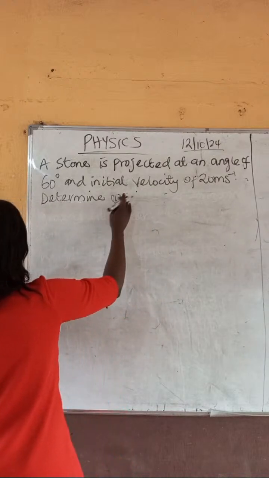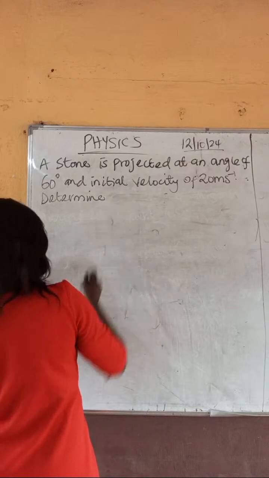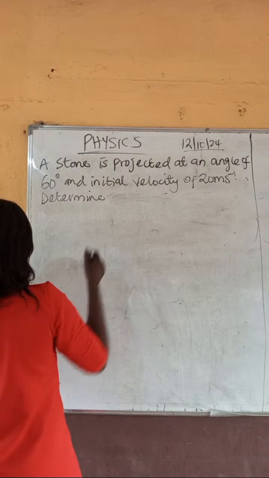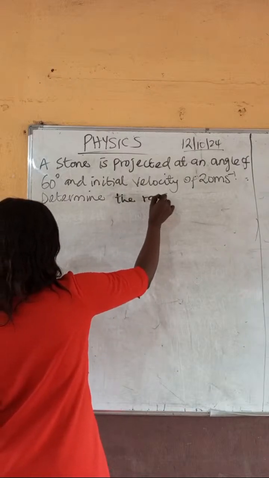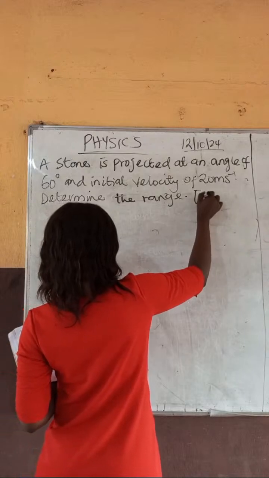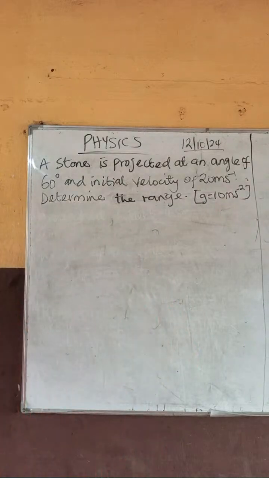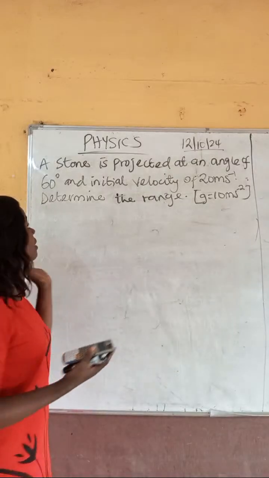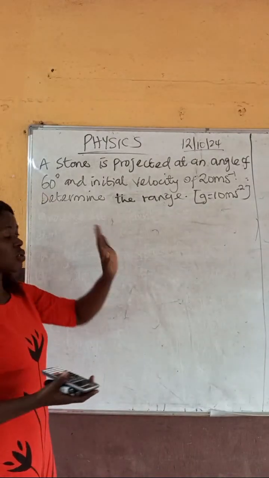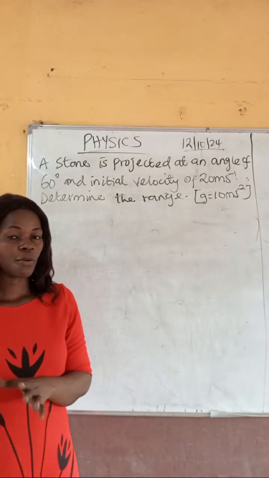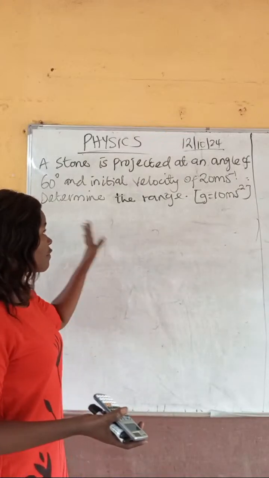Okay, I can say determine the range. Let me just solve for range straight. Then I put in bracket g is equal to... okay, so Henry, I believe this is what you mean. I want to look at this question and solve for range. Henry said he does not understand how we should solve with range, so I want to solve a problem with range.